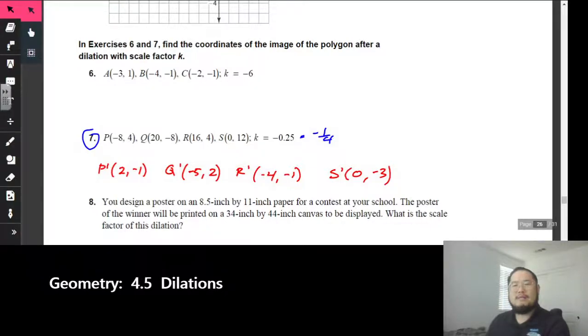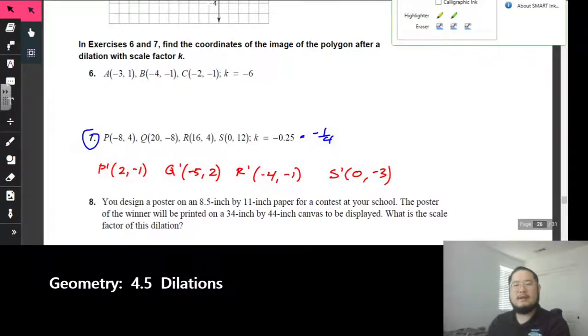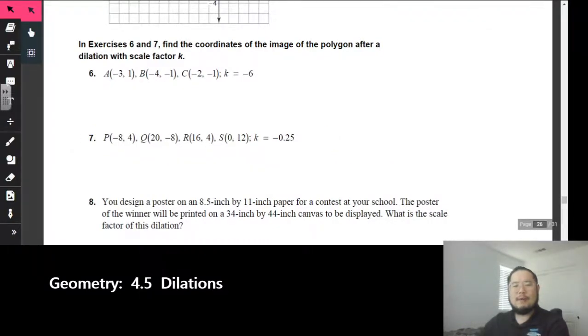And that wraps up chapter 4. Told you it was fast. Alright, so make sure, go back. Remember how to do your rotations. We learned dilations, transformations, all those fun things that we learned in chapter 4 to get yourself ready for the test.